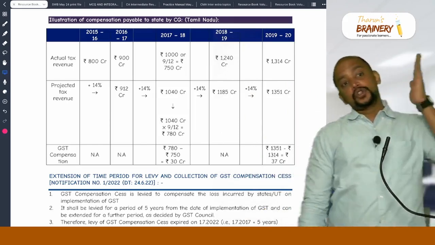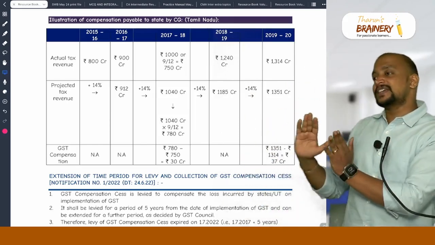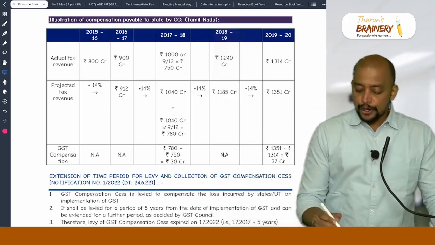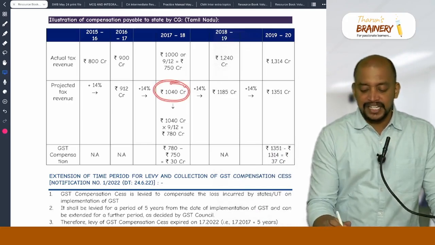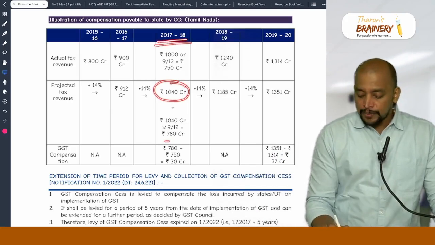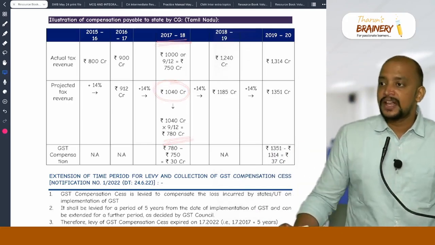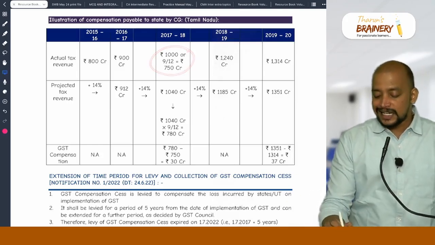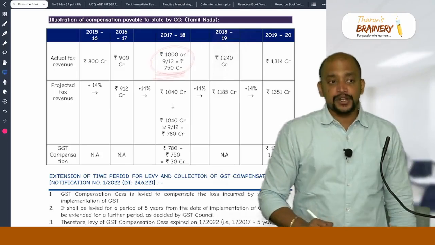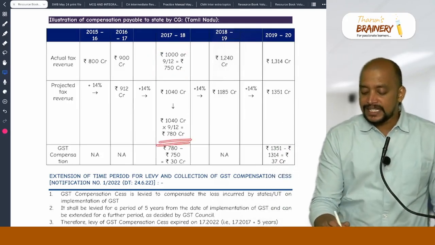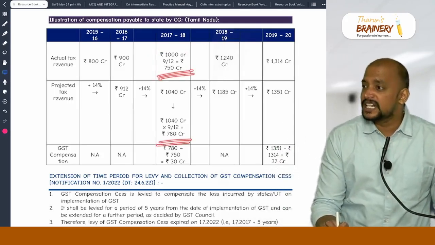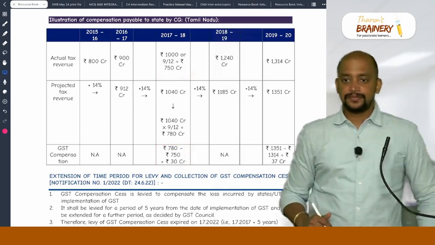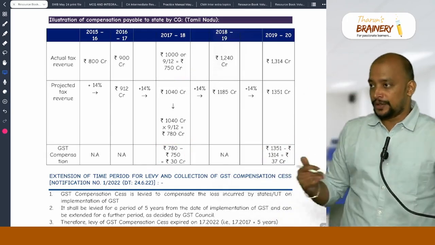So you take July onwards in 17-18. How many months? 9 months. So projected is 1040 for 17-18 into 9 by 12, 780 crores. Whereas actual revenue also accordingly you take for 9 months, that is 750 crores. So what is the projected? 780. How much is the actual? 750. What is the difference? 30. That 30 crores will be given as a compensation by CG to Tamil Nadu.